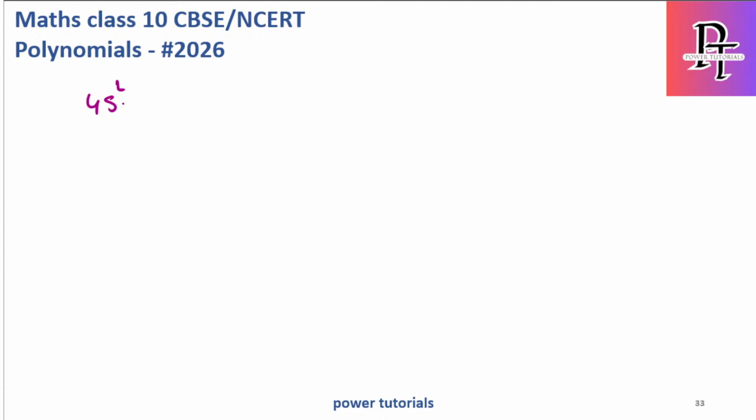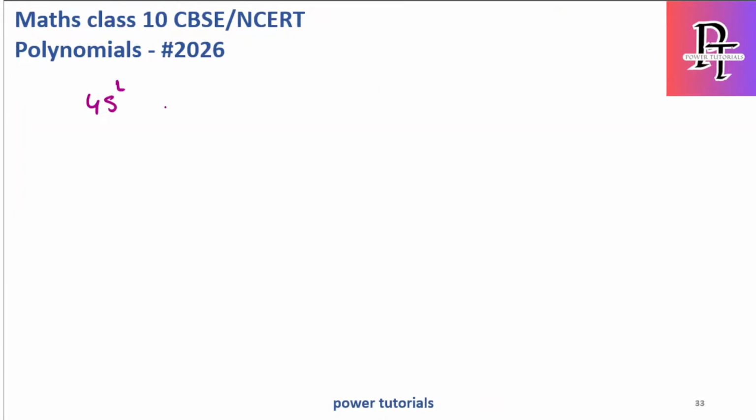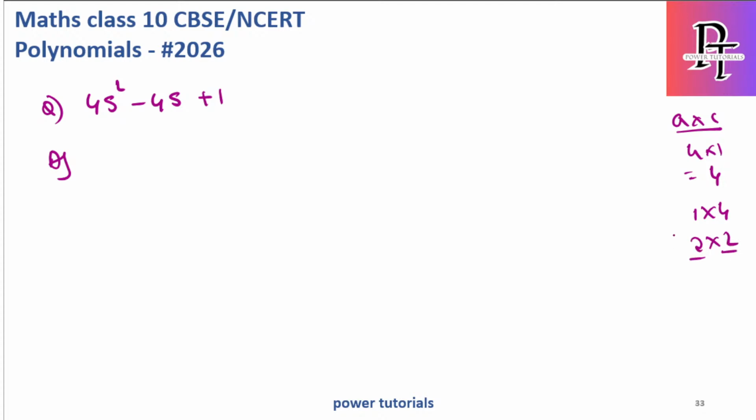4s square minus 4s plus 1. So this is the question. Let's solve it. To solve it, I will first find a into c, because I am using the prime factorization method to find the zeros. 4 into a into c means 4 into 1, which is 4. What are the factors of 4? Factors of 4 are 1 into 4 and 2 into 2. So using 2 and 2 I can get 4 by simply adding.